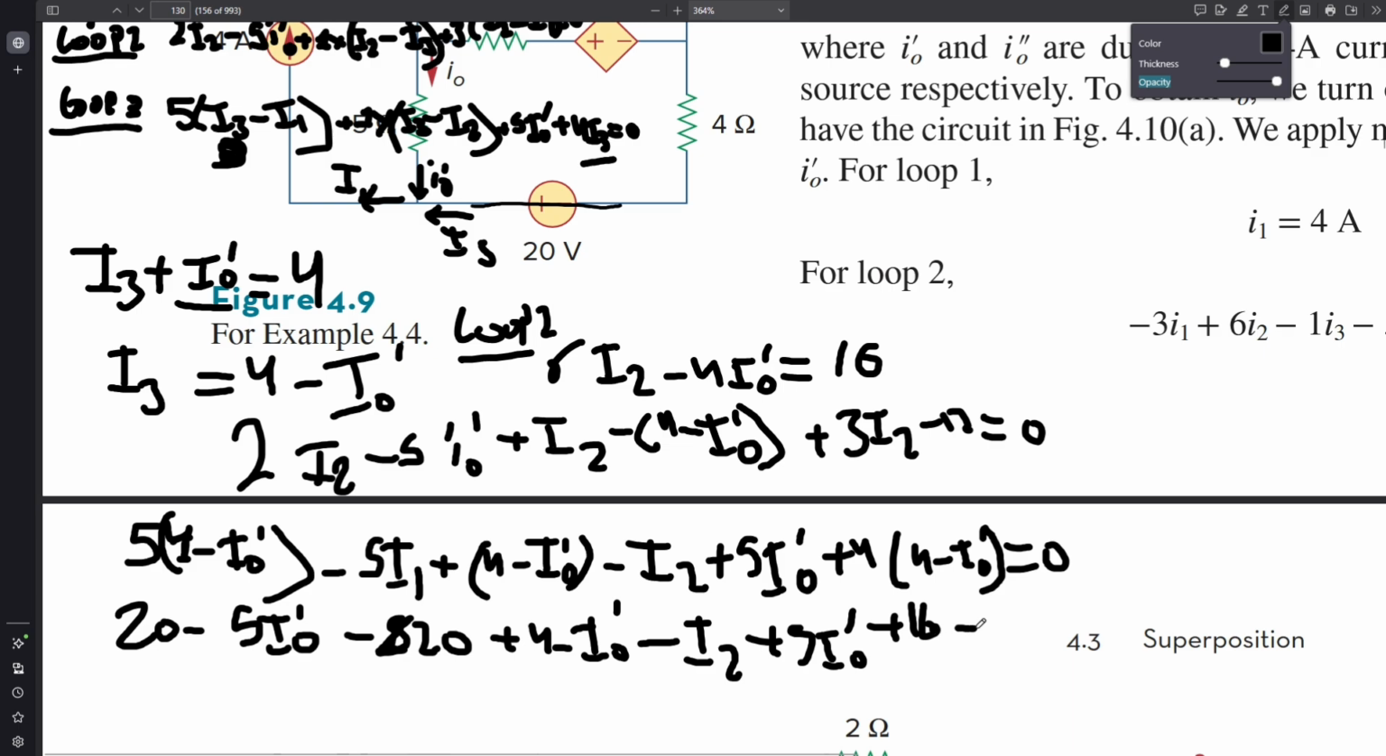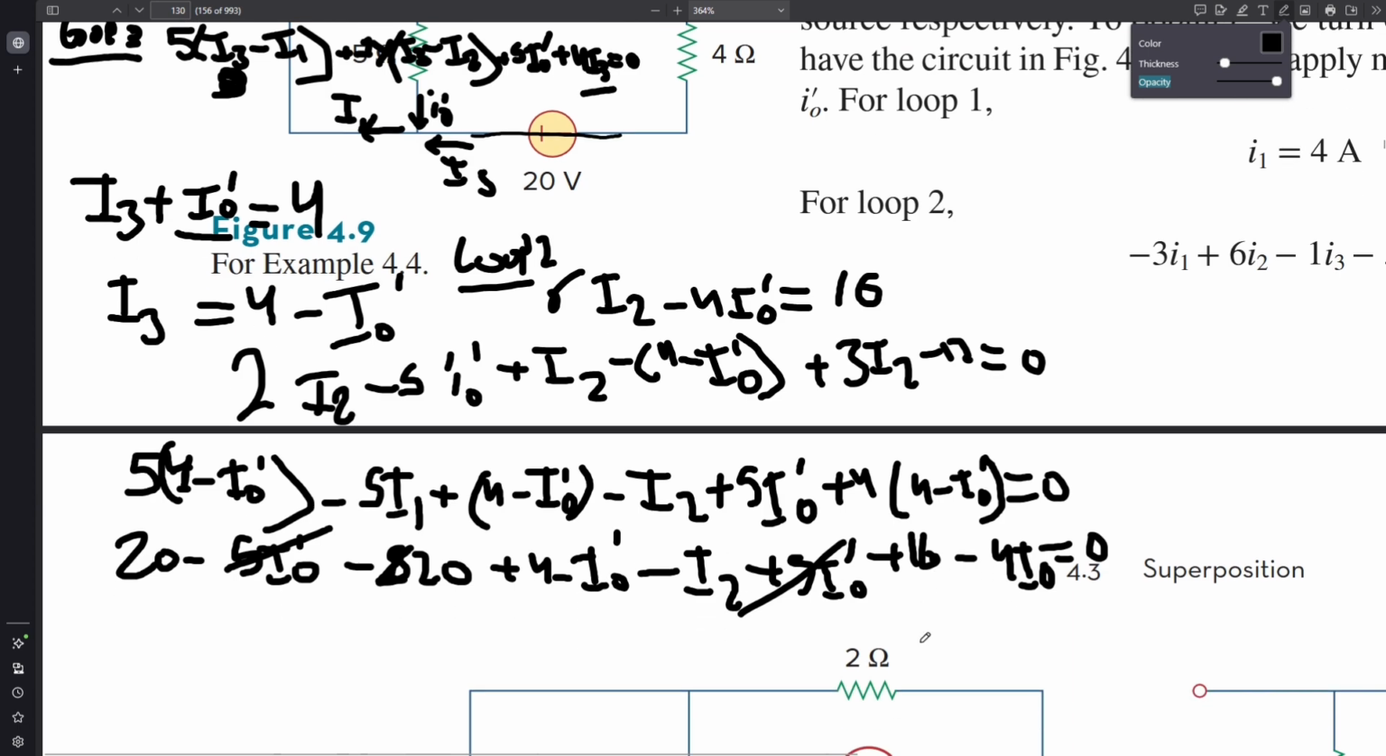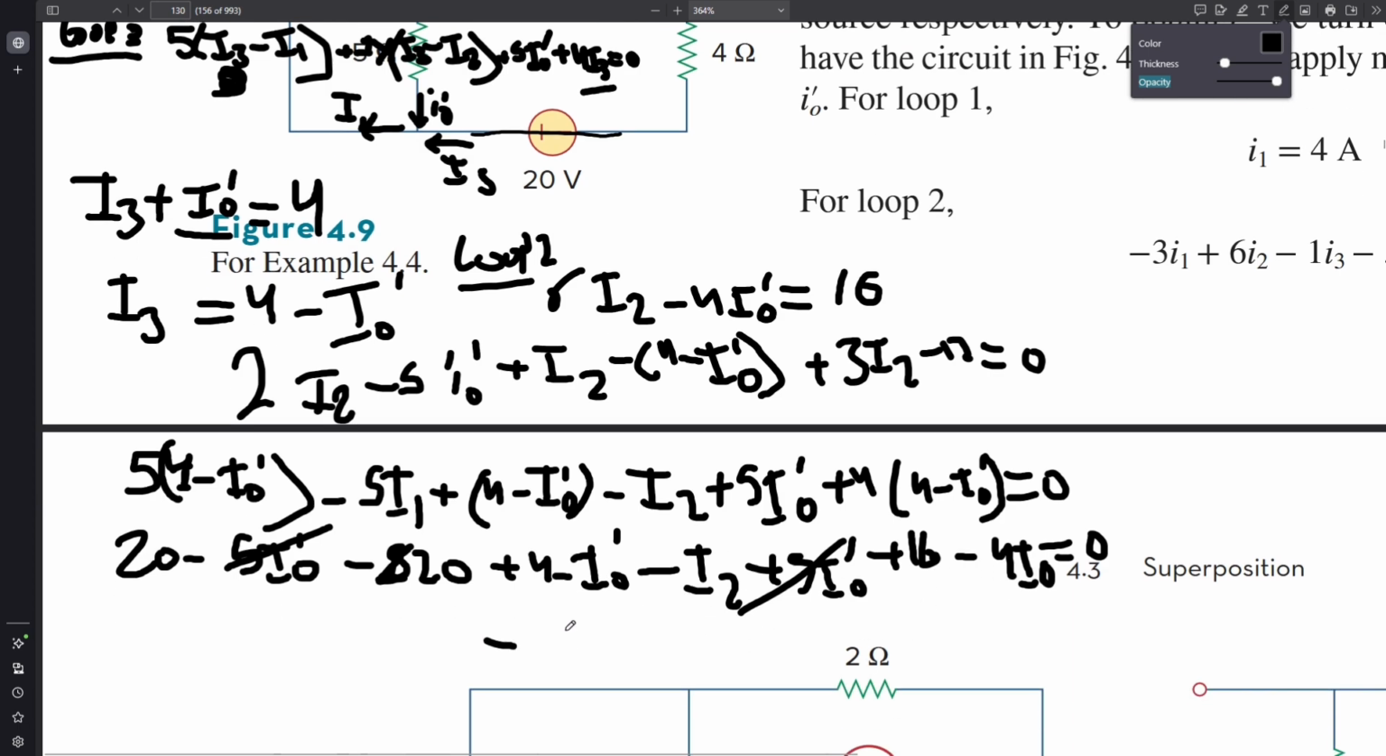minus 4I0 equals 0. Now these will cancel, this one with this one, and you will have negative I0 and negative 4I0. It'll be negative 5I0 dash, and this is gone with this. Now 16 plus 4 actually will just be 20.